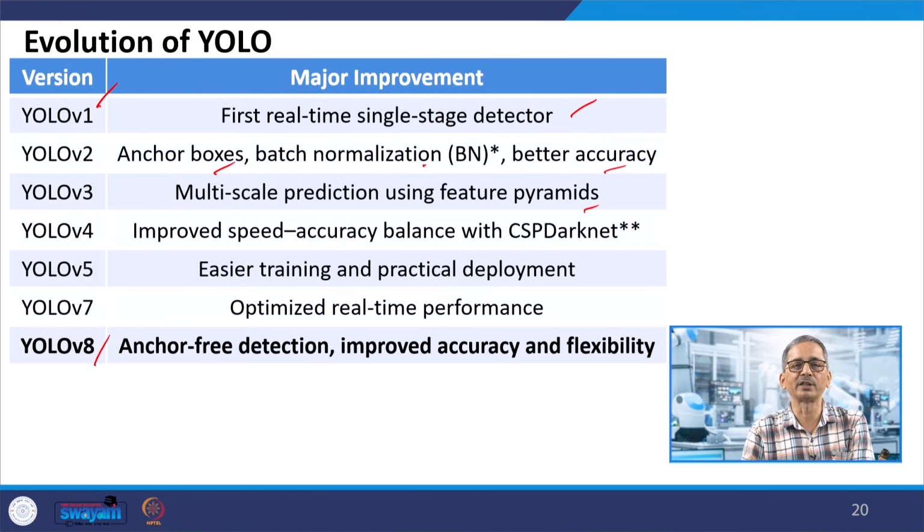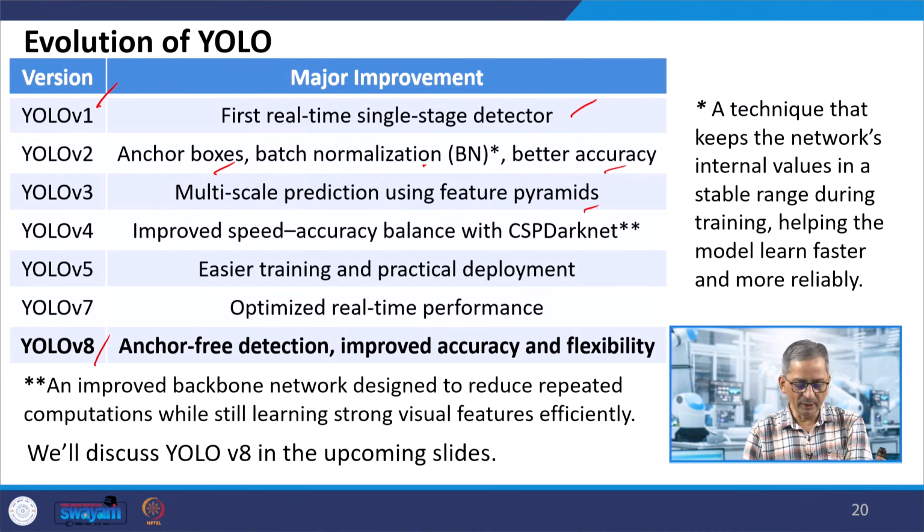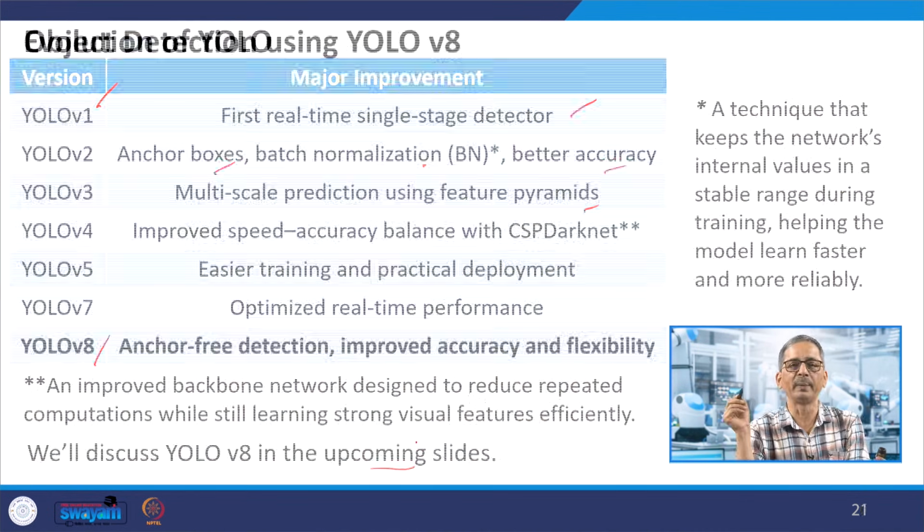Then we have version 4, where we had the improved speed-accuracy balance with CSPDarknet. Then we had version 5 with easier training and practical deployment, version 7 with optimized real-time performance, and version 8 has anchor-free detection, improved accuracy and flexibility. We will discuss version 8 in the upcoming slide.